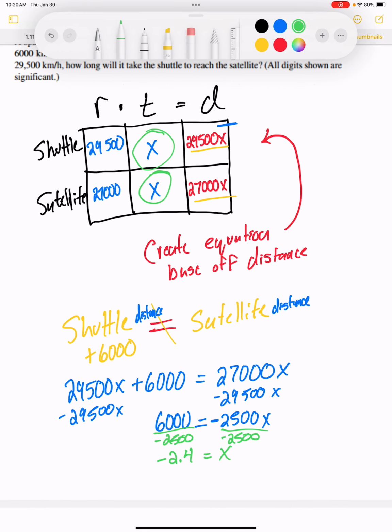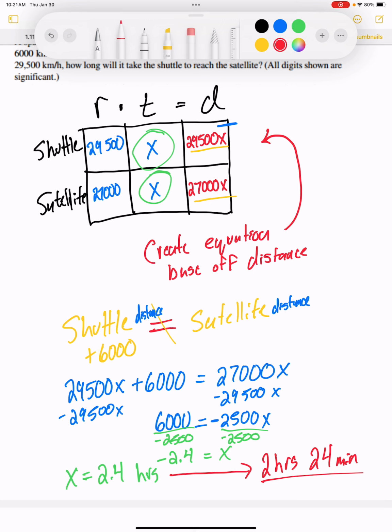So we know that time can't be negative. So x equals 2.4 hours. Well, if someone said, how long is it going to take to catch up? I mean, you might say 2.4 hours. You could say 2 hours, and then what's 0.4 of an hour? Well, 0.4 of 60 minutes is 24 minutes. Depending on how it wants, I'd say 2 hours and 24 minutes, right?